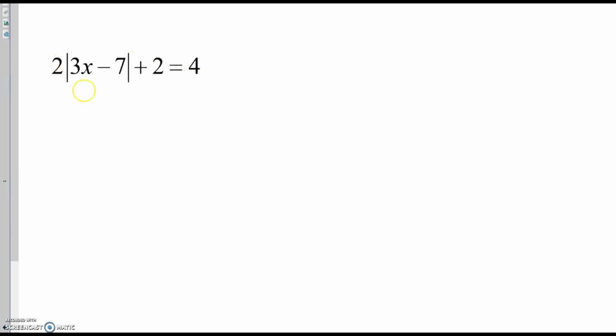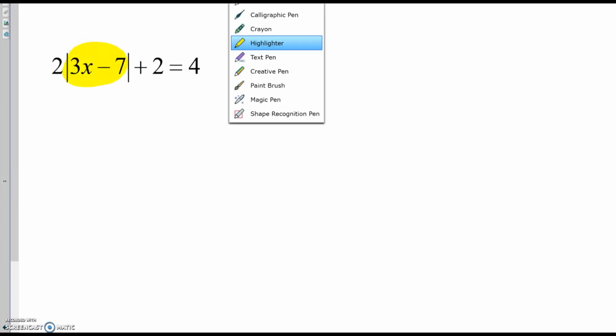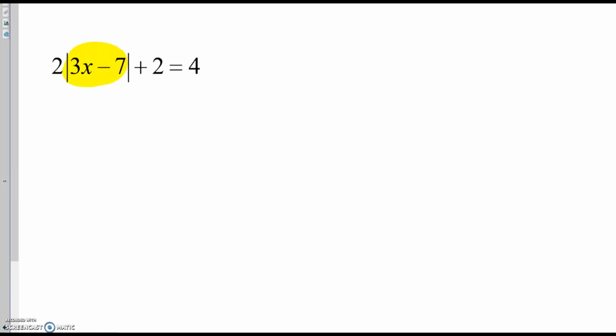With this equation, we can see that there's a couple of things. There's two different numbers that are keeping the absolute value from being isolated right at the beginning. So I can highlight this if I want to show that I need to get rid of or move over this plus 2 and the 2 on the outside. So my first step would be to subtract 2 from both sides.